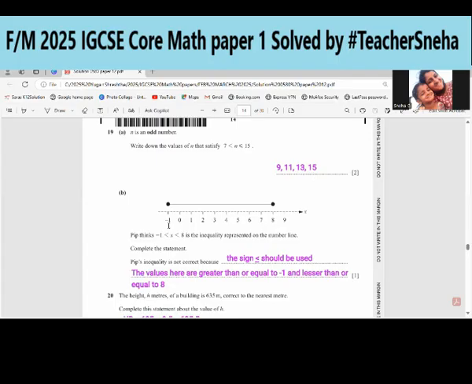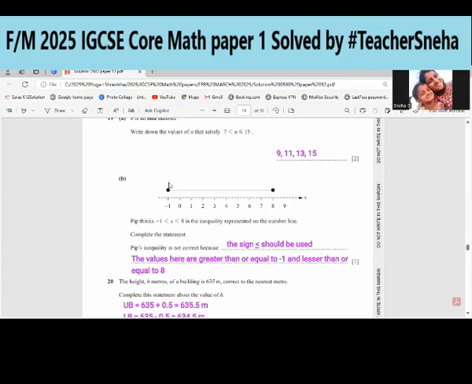In the other part of this question, an inequality is already sketched on the graph. We have to write why this statement is not correct. Now, if we closely see here, both the circles on this inequality are colored. That means we have to use the symbol greater than or equal to or lesser than or equal to. But in the inequality written by Pip, it is written as only greater than and only lesser than. That's why this inequality is wrong.